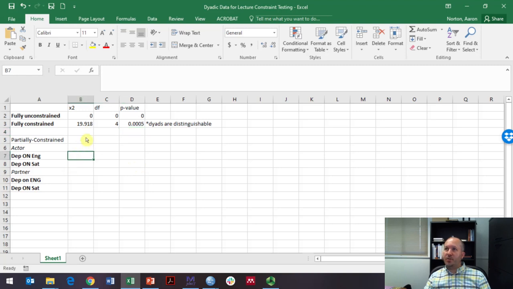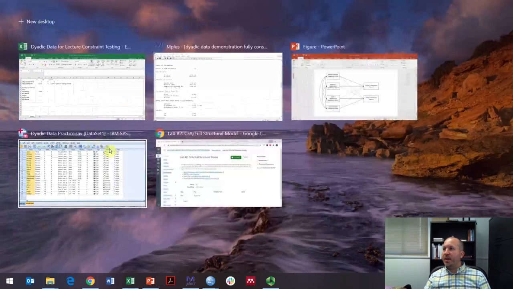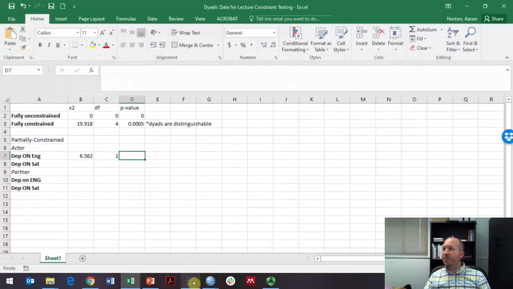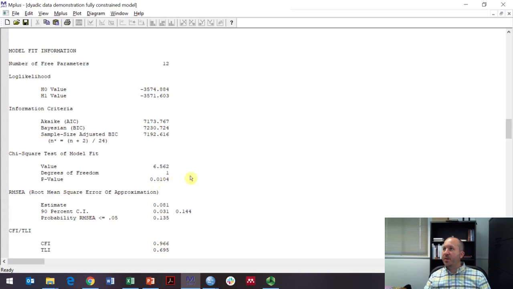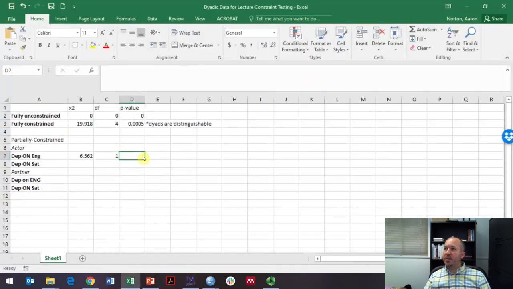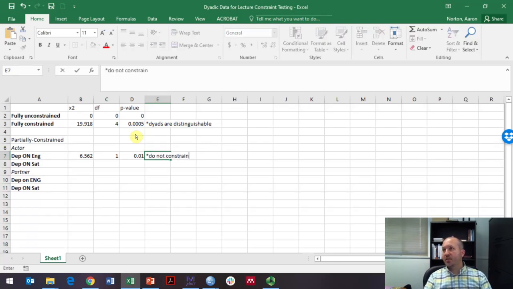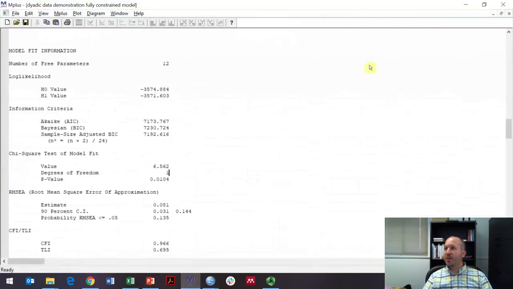So this first one here, the actor path, was 6.562, 1 degree of freedom, and let me go back here, 0.01 was the chi-square, or the p-value. So this is significant, which means I can put in here, do not constrain. So keep it free. This one we cannot constrain to be equal.